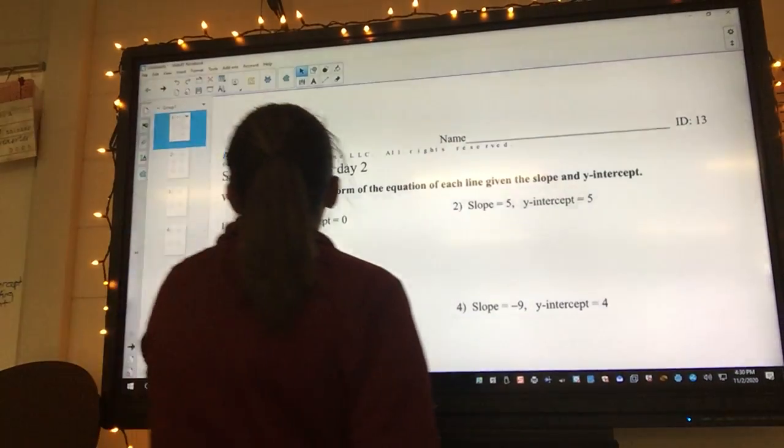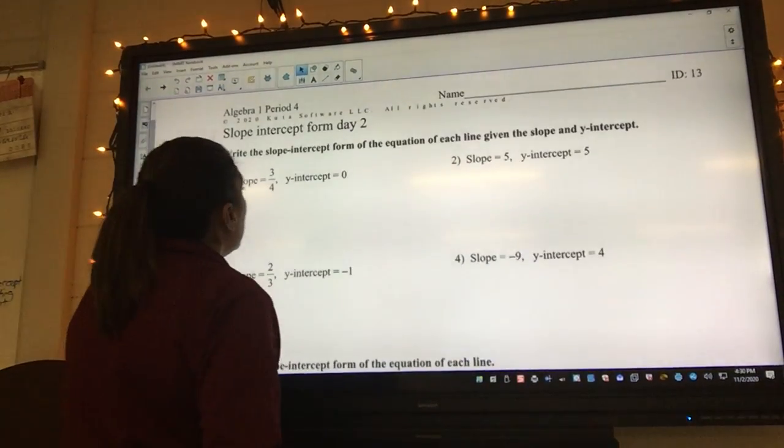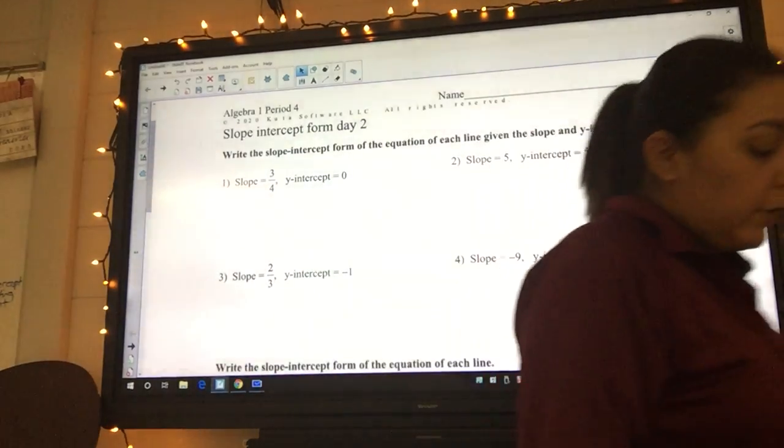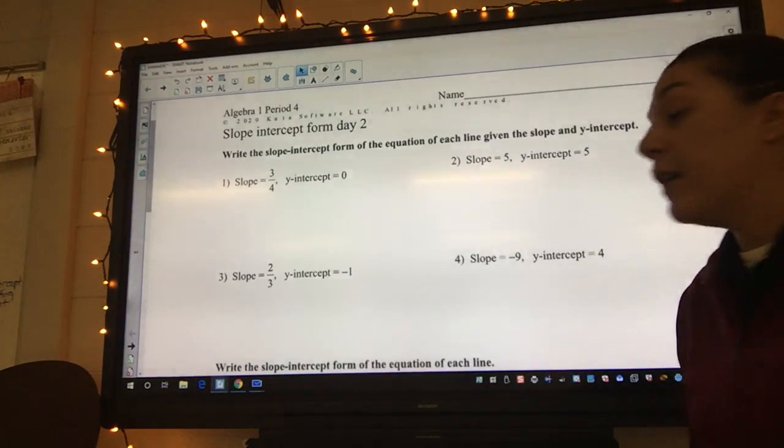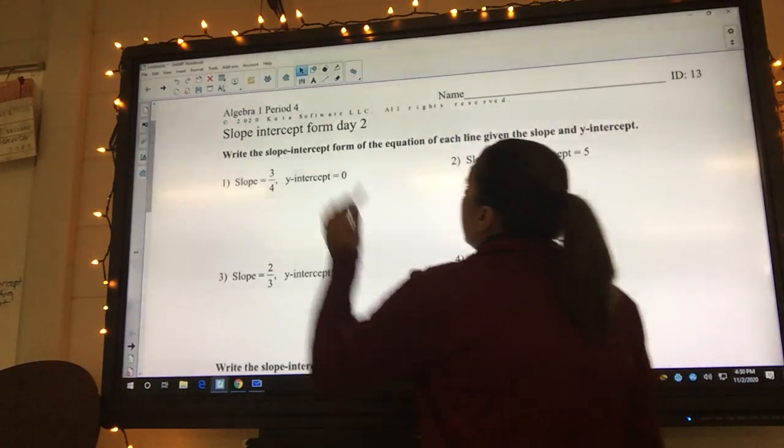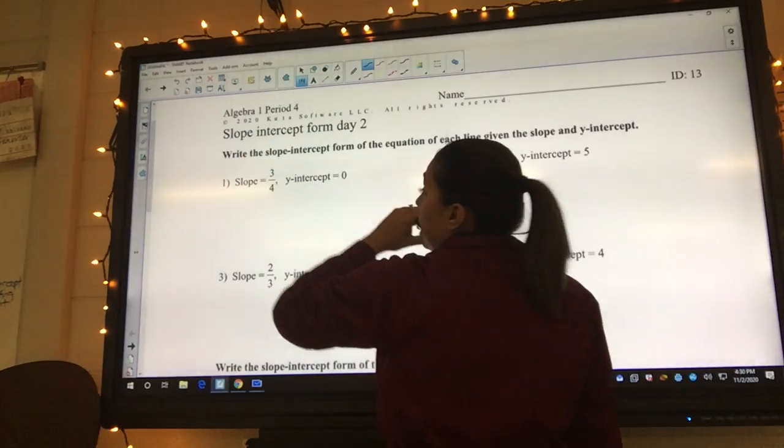Hey guys, so this is slope-intercept form day 2. So the first page, well 1 through 12, is kind of what we did yesterday. Okay, so the very first page, it wants you to write in slope-intercept.